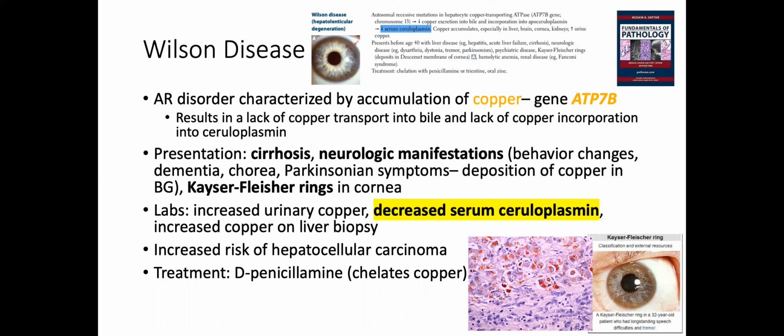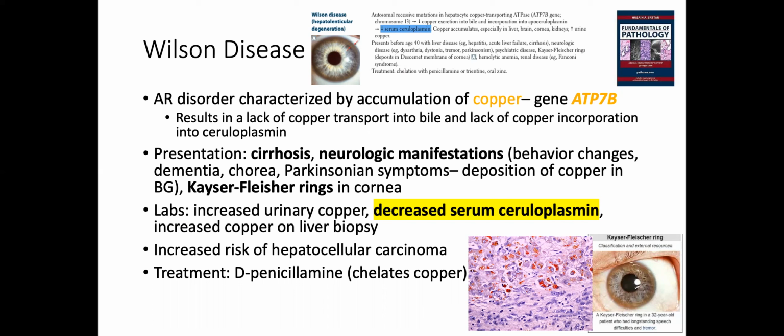They're going to have behavior changes, dementia, chorea, and Parkinson's syndromes because of the deposition of copper in the basal ganglia, as well as Kayser-Fleischer rings in the cornea. So if you see these brownish coppery colored rings around their iris, as shown at the top and bottom of these pictures, and they have maybe some speech difficulties, maybe a tremor, and then cirrhosis as well, start thinking Wilson disease. And know that these symptoms shouldn't occur in patients before age 40. Why is a patient under 40 getting dementia? That's not normal.